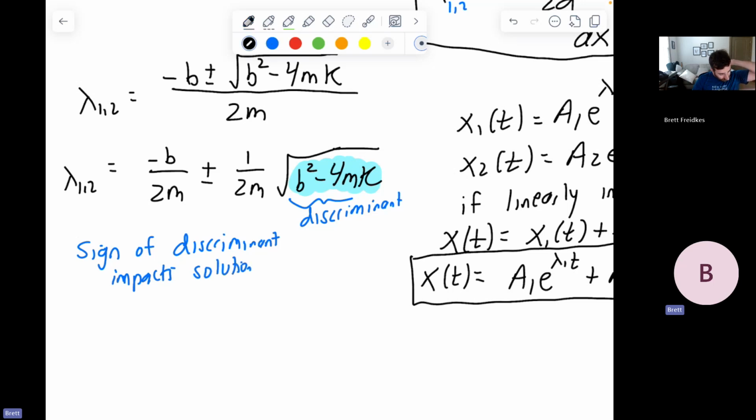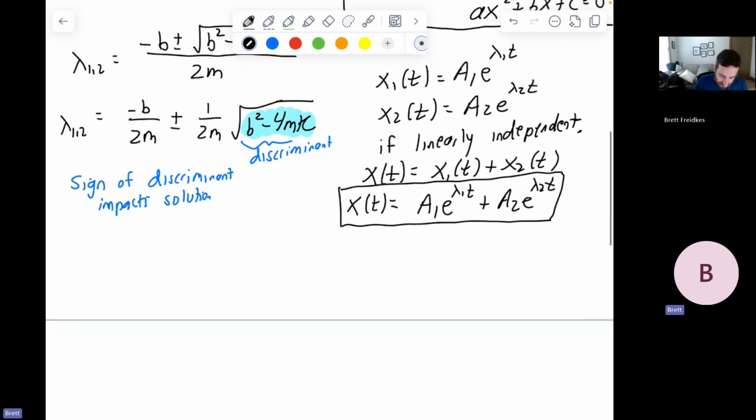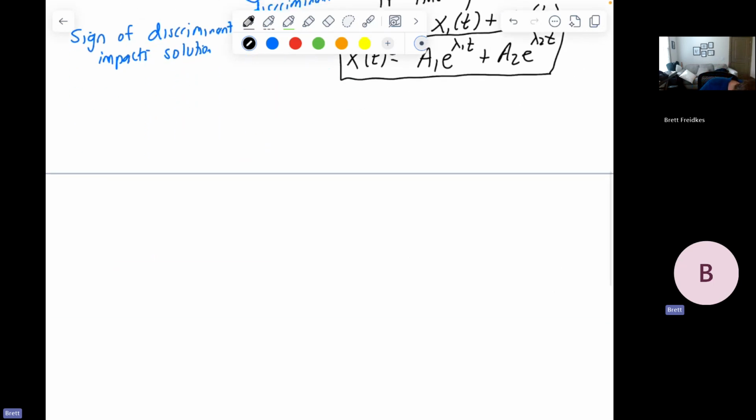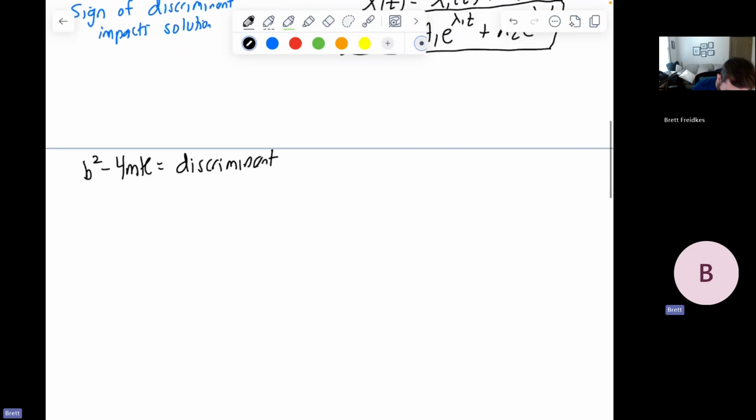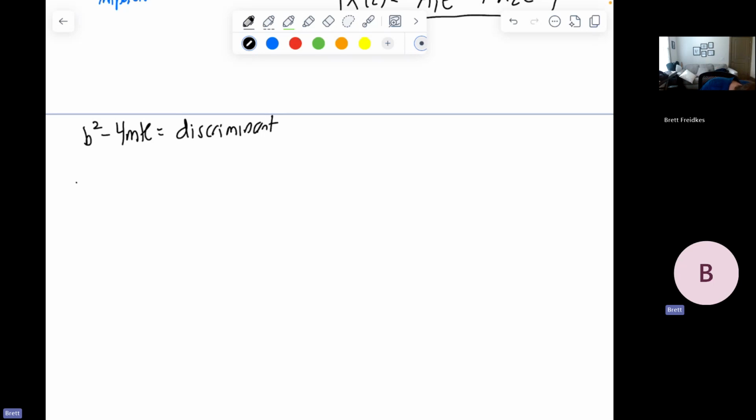So let's talk about this for a little bit and look at the different cases for the discriminant. And again, that discriminant is b squared minus 4mk. That's the stuff that's underneath the square root. So if b squared minus 4mk is greater than 0, as an example, let's just say that b squared minus 4mk is equal to 9. Whatever b, m, and k cause that to happen, doesn't matter. Let's just assume that it's 9.